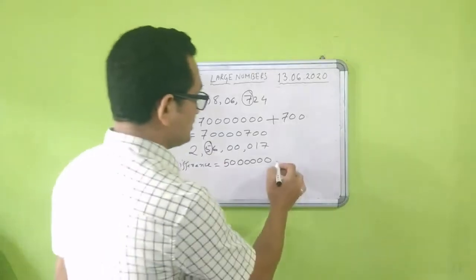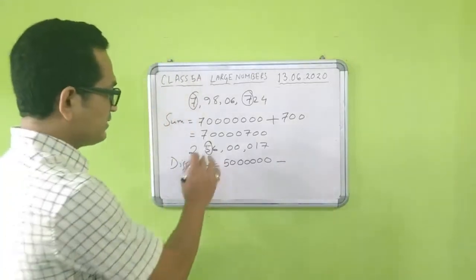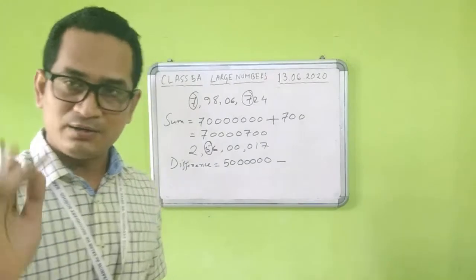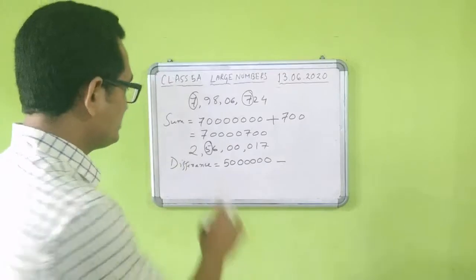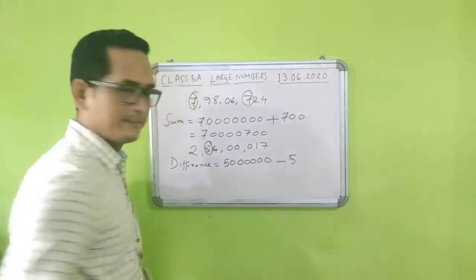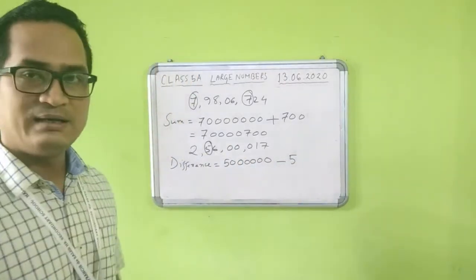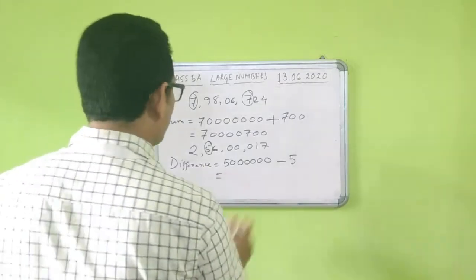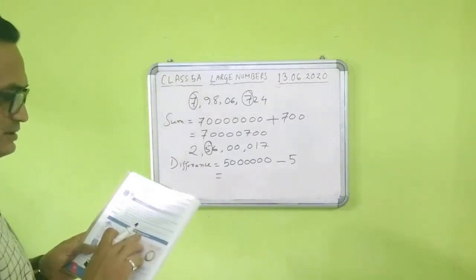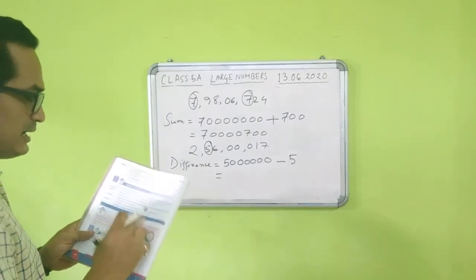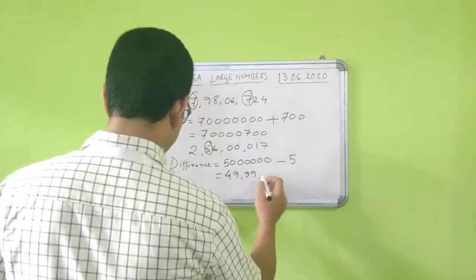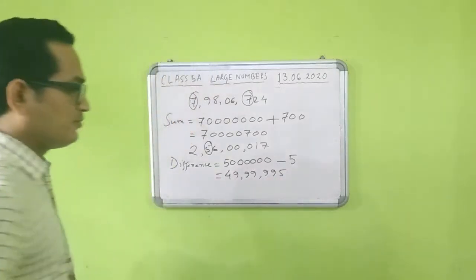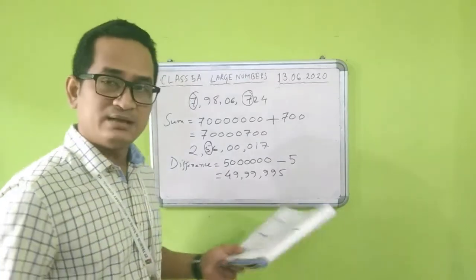Now I have to subtract the face value of this 5. Now what will be the face value of 5? I already said face value is the digit itself. You no need to multiply anything. That means the face value of 5 will be 5 only. Fine. And you need to finally subtract it. So when you will subtract it, what answer you will get? That is already given. See, 4999995. That is 49,99,995. That you will get as a difference.